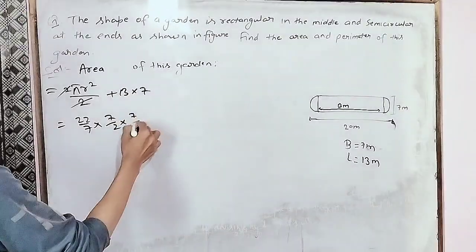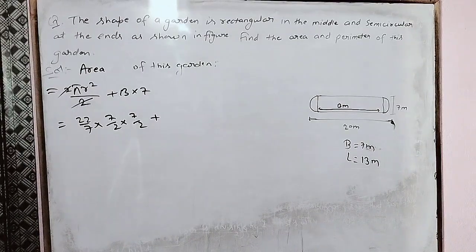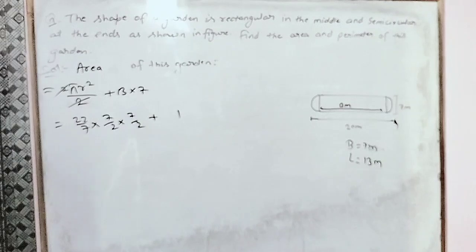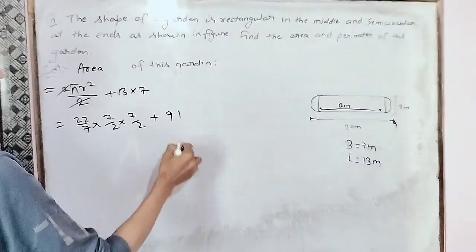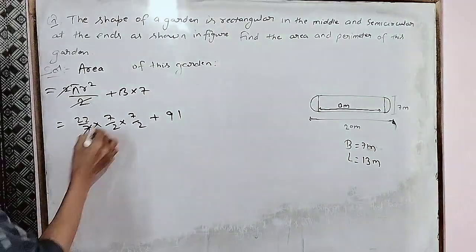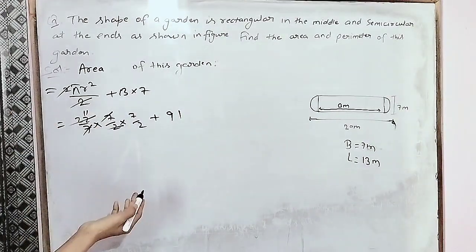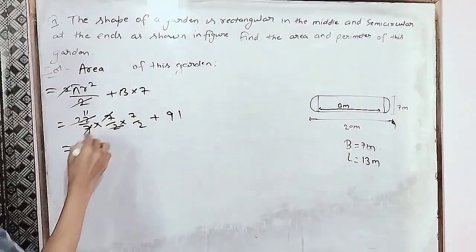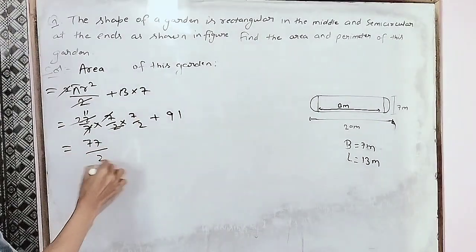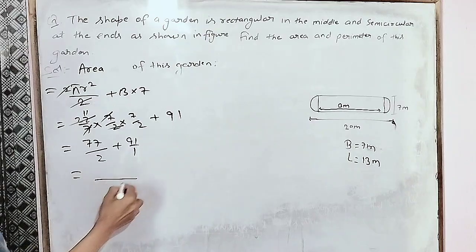7 by 2, and 13 7s are 91. 7 3s are 21 and 7 and 2 is 9. Now let's simplify it. 7 7s will get cancelled out. 11 2s are 22. That's it. So 11 7s are 77, over 2, and 91. Now we have a fraction.